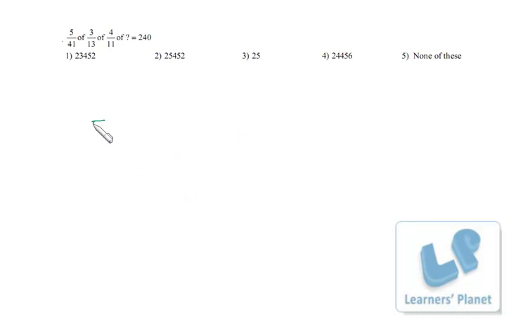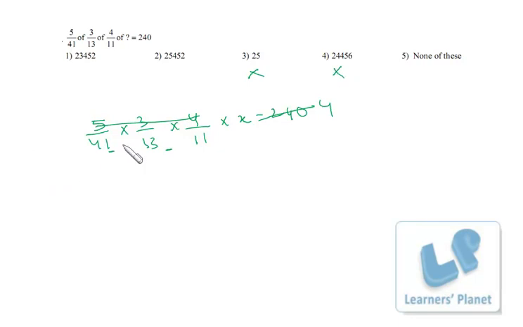See this, 5 by 41 into 3 by 13 into 4 by 11 into X is equal to 240, right? 5 3s are 15, 4s are 60 into 4. Okay. So X is equal to 4 into 41 into 13 into 11, right? So the unit digit must be... 4 3s are 12, 2 4s are 8. I'm sorry, 1 into 3, 3 into 4. The unit digit must be 2. So these 2 are cancelled, right? Obviously this is a very small number, of course.